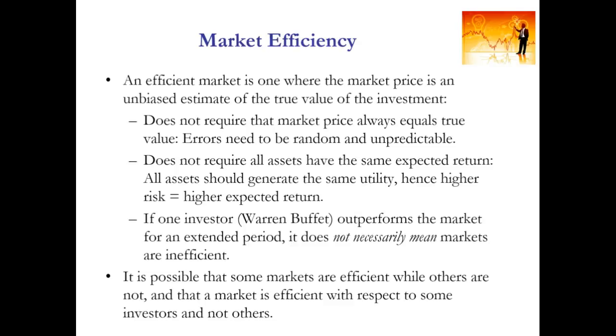Market efficiency also does not require all assets to have the same expected return. So this is another important point. Students often think, well, if stock A is earning a higher expected return than stock B, does that mean the market isn't efficient? No. As we've previously learned, expected return should be a function of the risk of an investment, and most particularly the systematic risk. Hence, all assets, in order to generate the same utility, are going to require different rates of expected return as compensation for different levels of risk. So basically what we should see is there should be a relationship between risk and return.